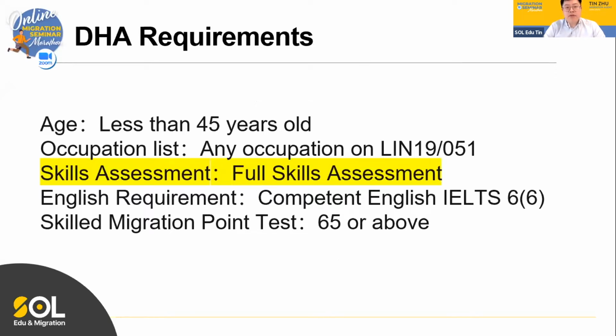So before we step into the detailed requirements for Queensland State nomination, I would like to remind you again, before you are eligible to apply for state nomination, firstly, you need to satisfy the Department of Home Affairs requirements. For age, you must be 45 years old or younger, and you need to nominate an occupation on the relevant list, which is MLTSSL and STSOL. You need to pass the full skills assessment for your nominated occupation. You need to have at least competent English, which is IELTS 6 in each band or PTE 50 in each band. And you need to achieve a minimum of 65 points for the skilled migration points test. These are the requirements from the Department of Home Affairs.